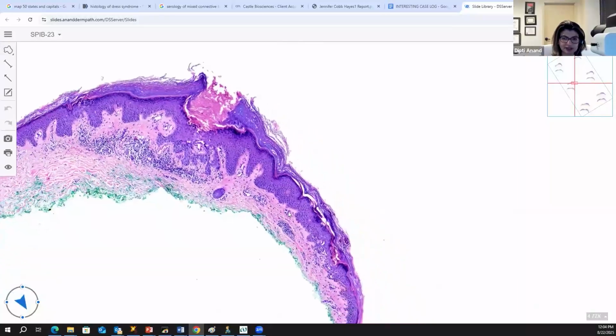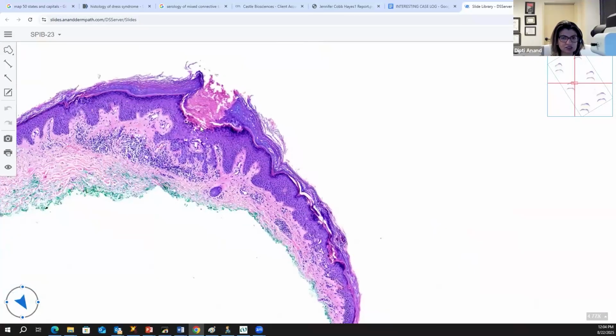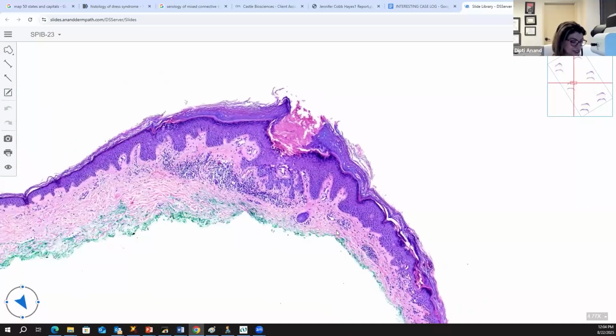And these are tiny papules. They're separated by nice, normal intervening epidermis. There is no follicular involvement, so it's not Darier's disease. So this would be Grover's. Everybody gets that?